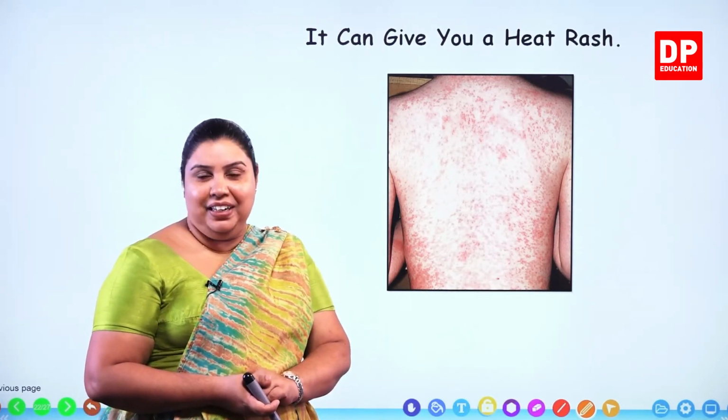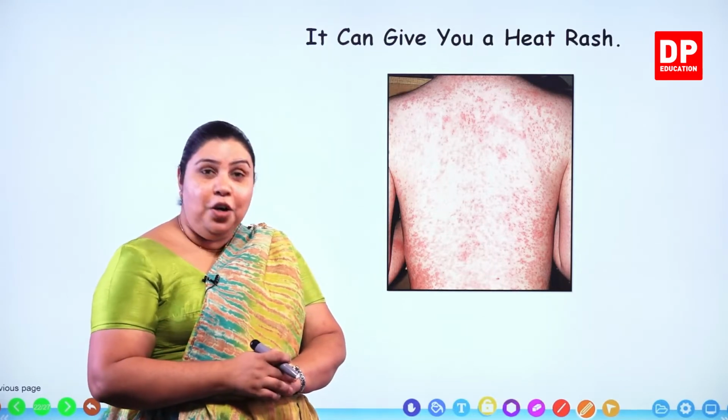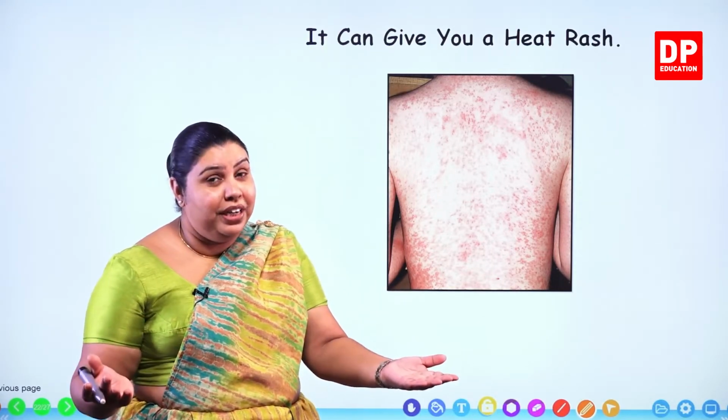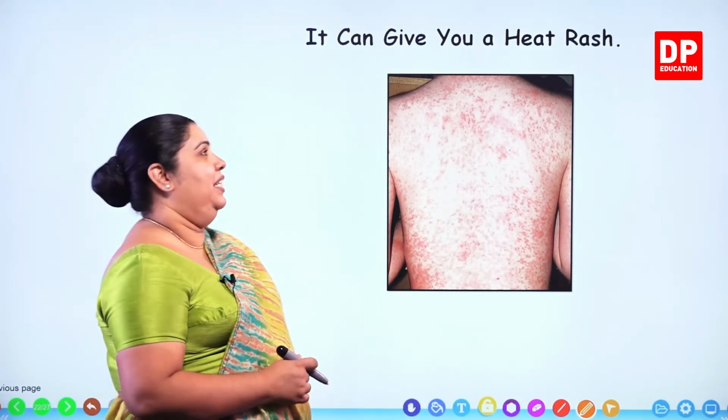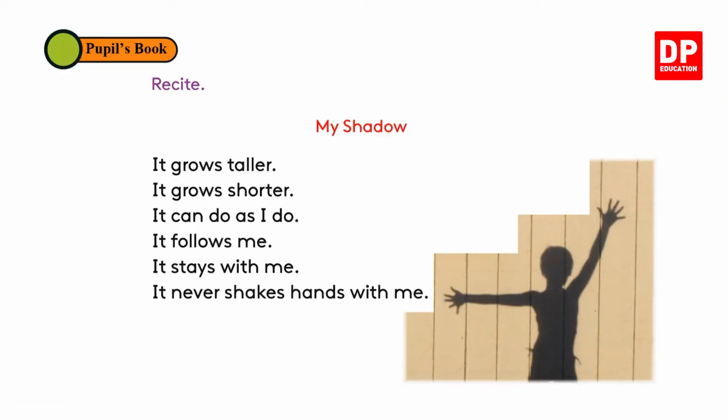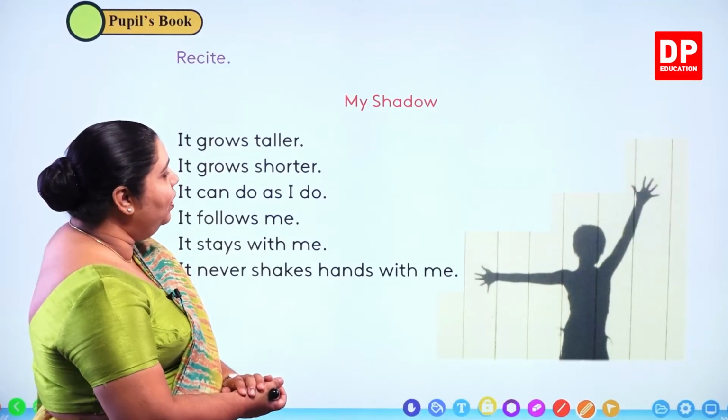Now take your pupil's book. I know it's already with you. Turn to this page. Let's see what we can learn about the shadow. This is the shadow. Now can you all see?